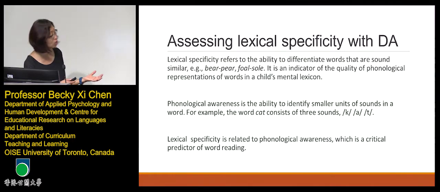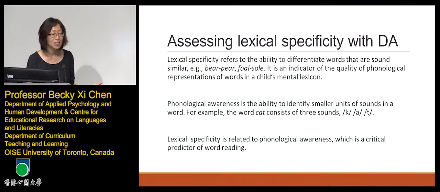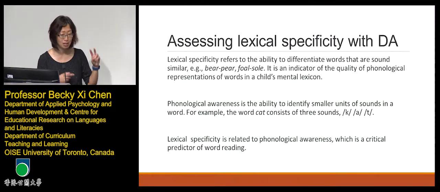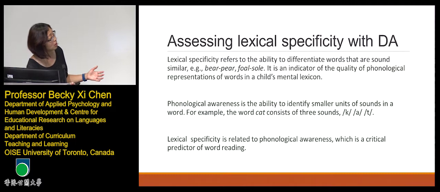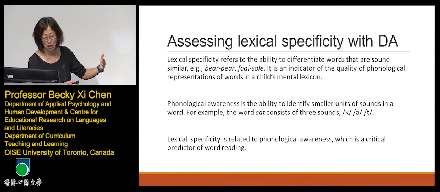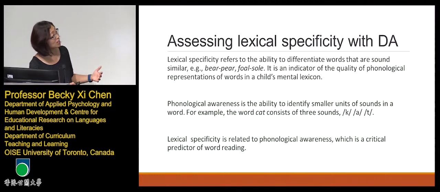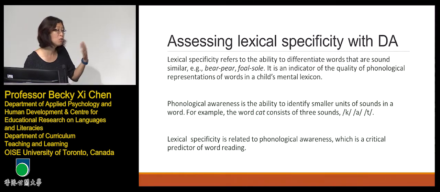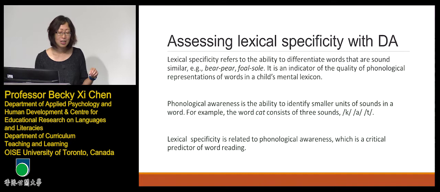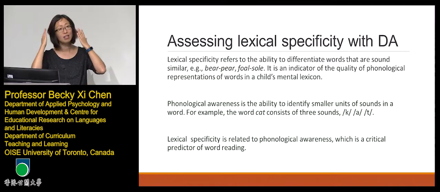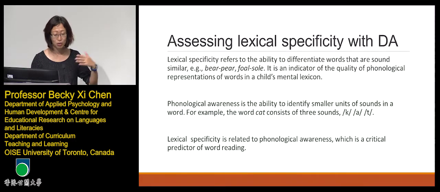For example, you can have two words, bear and pear. We call these minimal pairs because they only differ by one sound feature. Another example, a pair that we use in our assessment, is fo and so. These words sound very similar to each other. We call this lexical specificity, and it's an indicator of the quality of phonological representations of words in a child's mental lexicon. So imagine the child is learning to speak or learning to read.